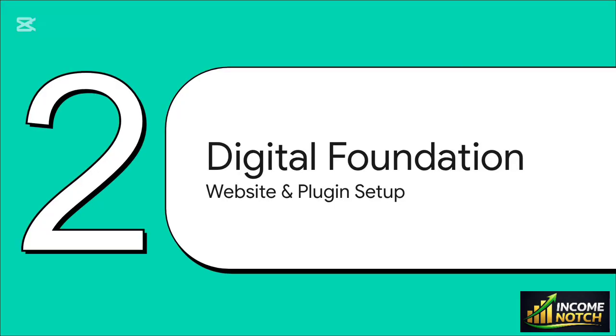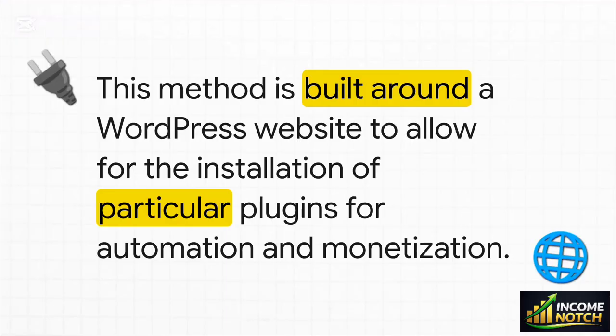Right, so before you can even think about creating content, you need a place for it to live. And that brings us to the setup, getting the website and the essential tools all ready to go. And the creator is really specific about this. The method is built on a WordPress website that you own and control. Why? Because that control lets you install some very particular plugins that make the whole automation and money-making part possible.